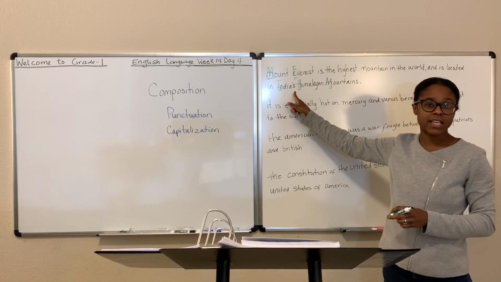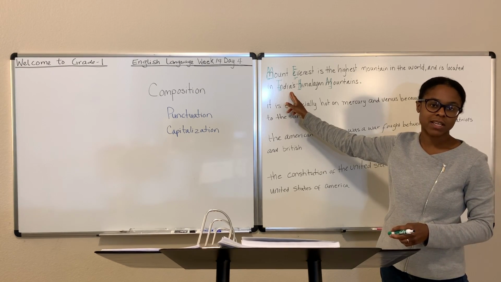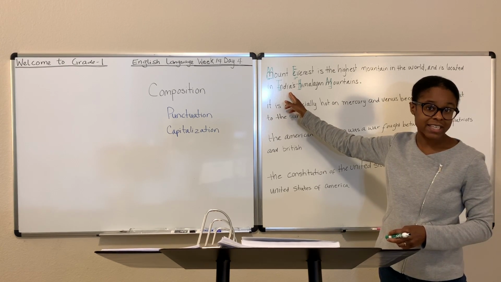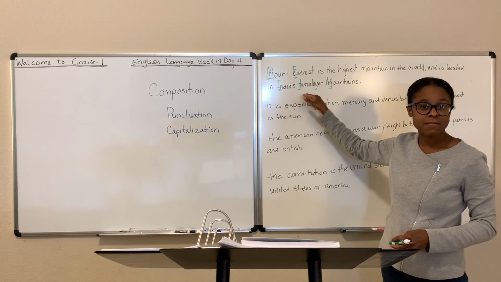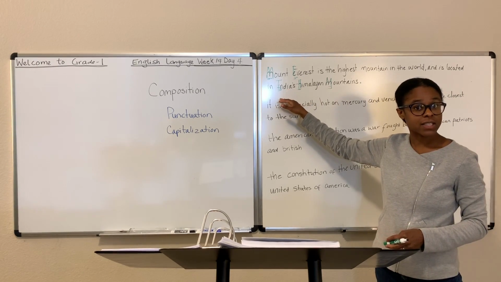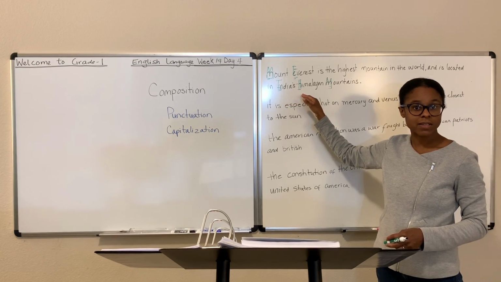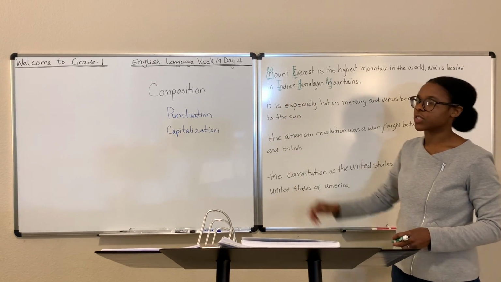As you can see here in India's, there's an apostrophe before the S, because India's is acting as a possessive noun here. It says it is in India's Himalayan mountains. Something belongs to India. What belongs to India? The Himalayan mountains are in India, India's Himalayan mountains. So I just want you to catch that.